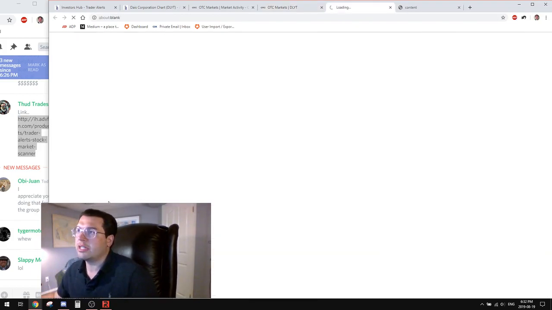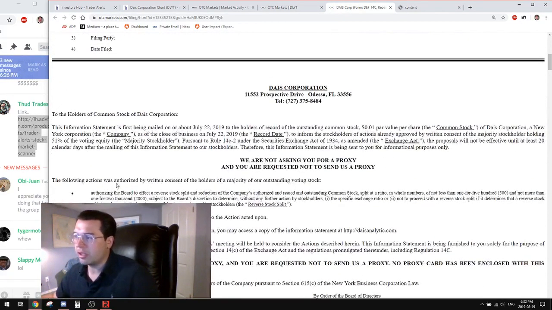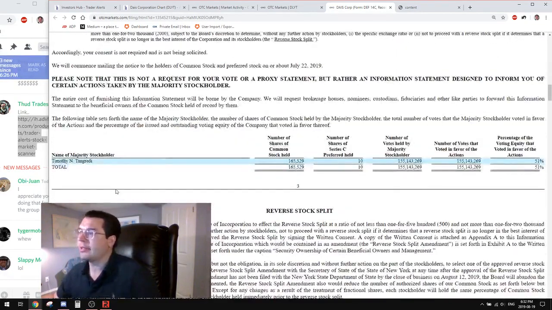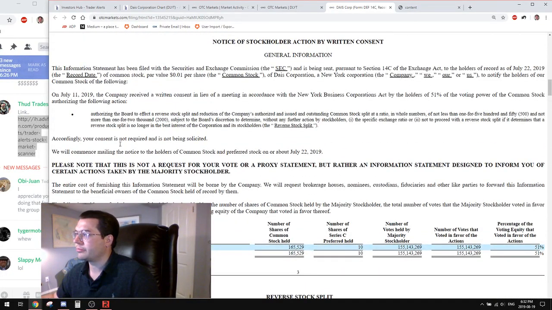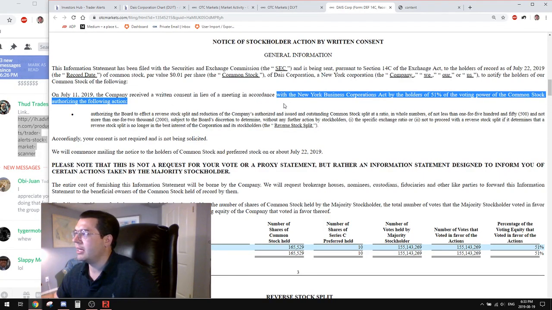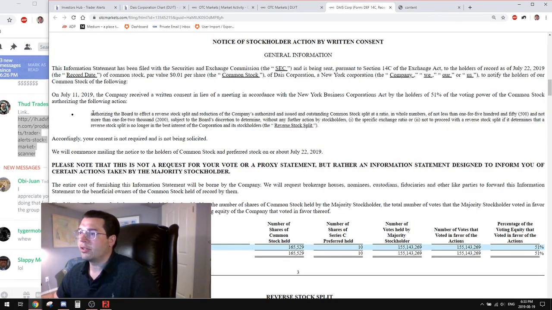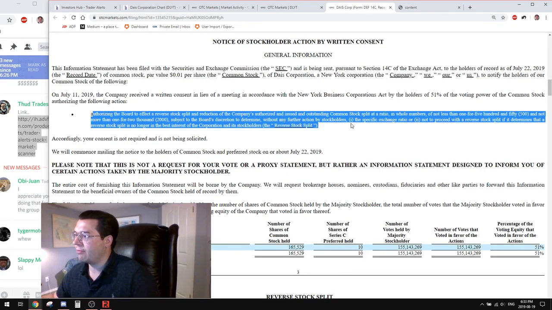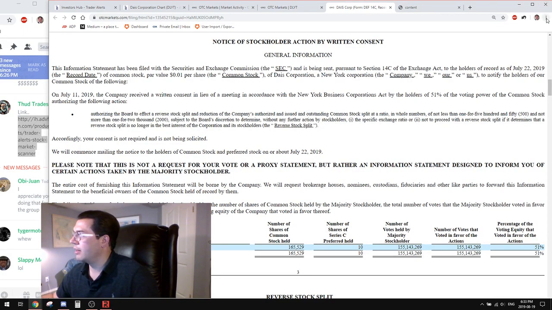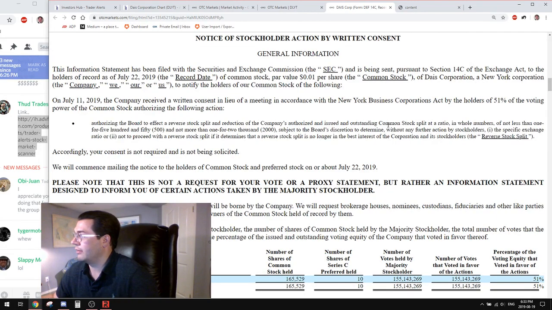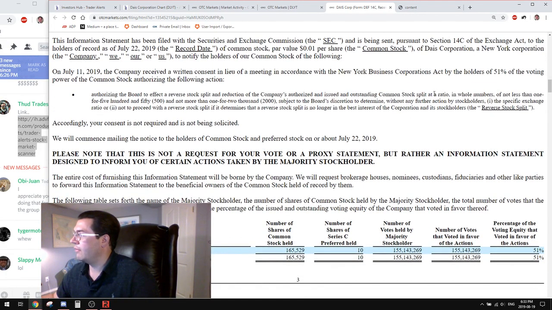And this definitive 14C, it was very interesting because it usually would say, hey, on July 11th, the company received written consent in lieu of a meeting by holders of 51% of the voting power to authorize the board to effect a reverse split of the company. Let me zoom it in. I can't even see. At a ratio in whole numbers of not less than 1 for 550 and not more than 1 for 2,000, subject to the board's discretion.